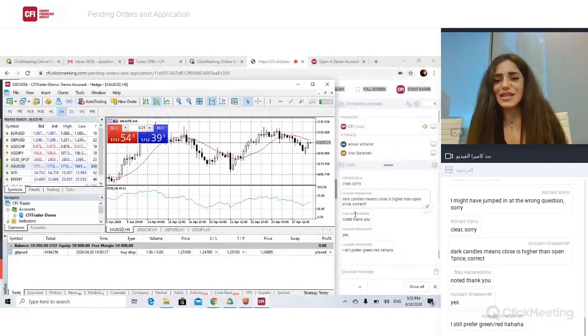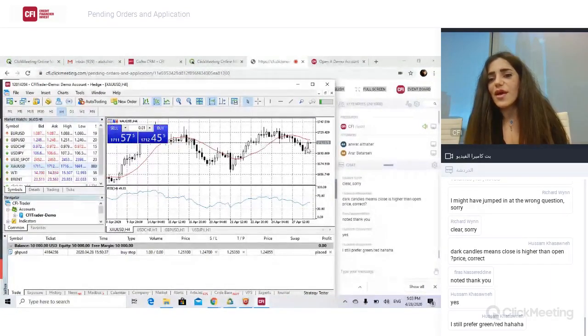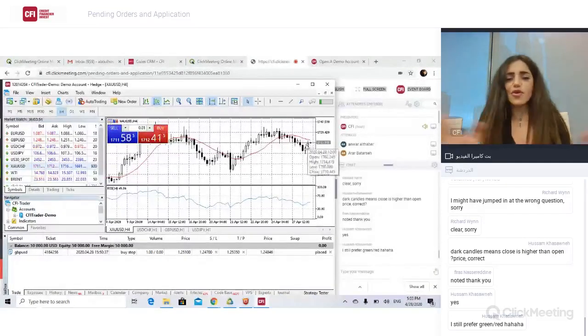But as long as you understand the concept: if it's a white candle, it means the close actually is higher than the open, as you can see. It closed up in this 4 hour higher than the open. So that's why it's a white candle. You can always go for red and green.